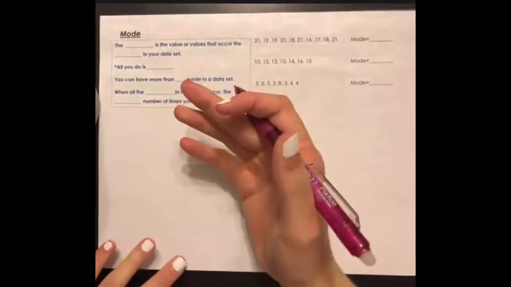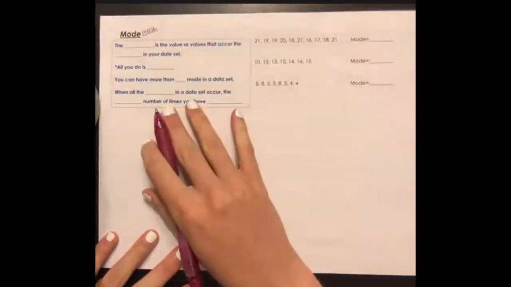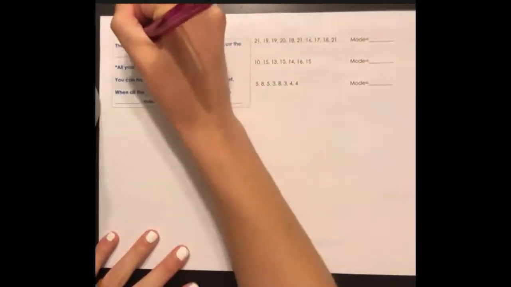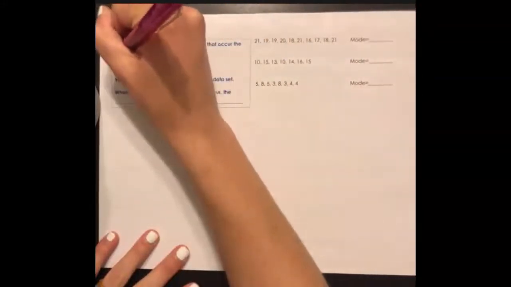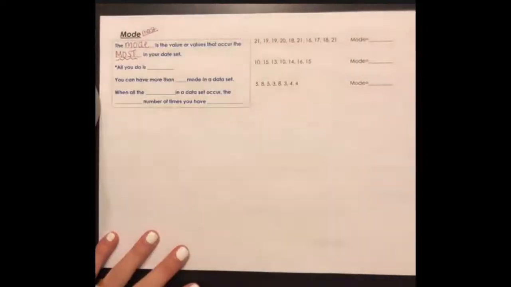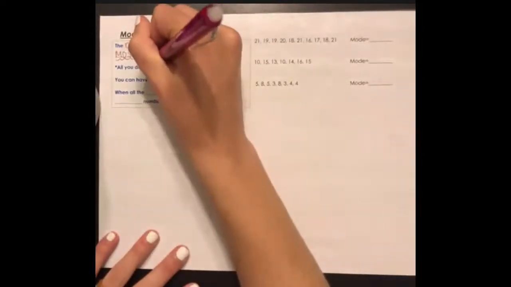All right, guys, and the last thing we're going to learn about is the mode. Remember, when we think mode, we think most. That's our key. We think most, okay? So the mode is the value or values that occur the most, capitalize that, the most in your data set. All you have to do, guys, is count. We're literally just going to count.